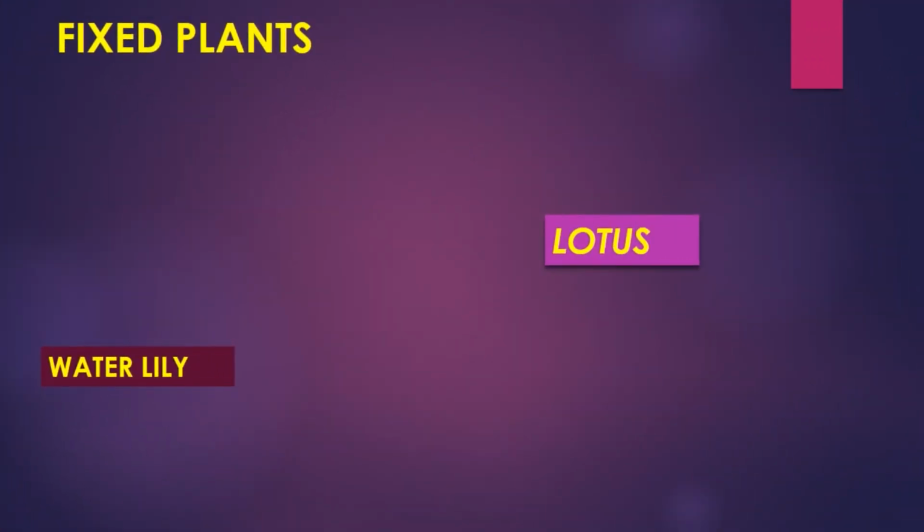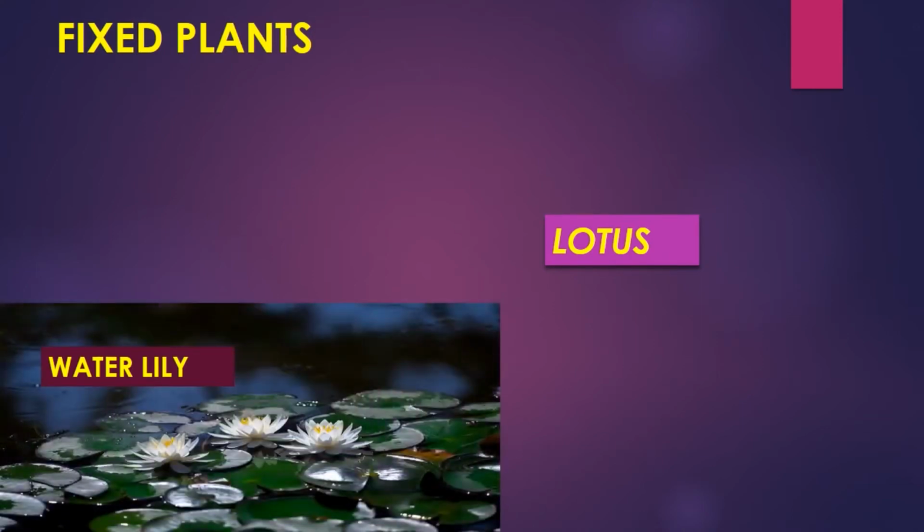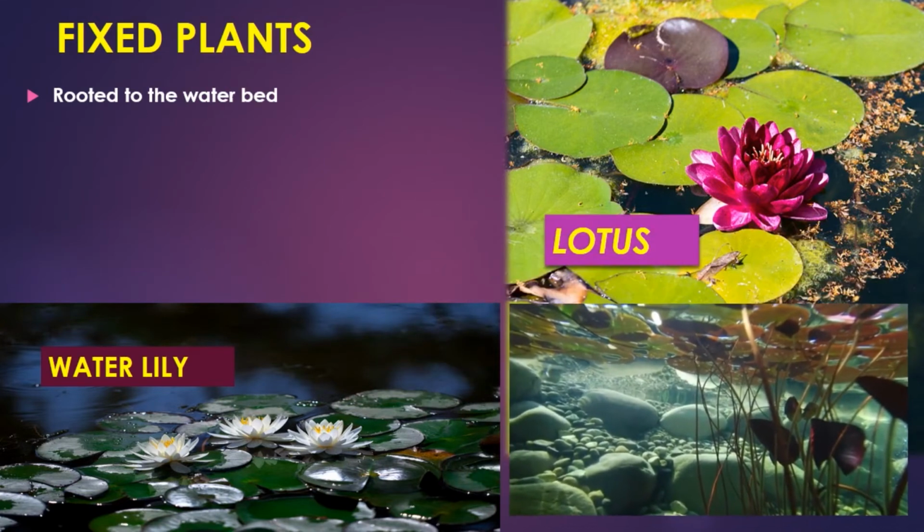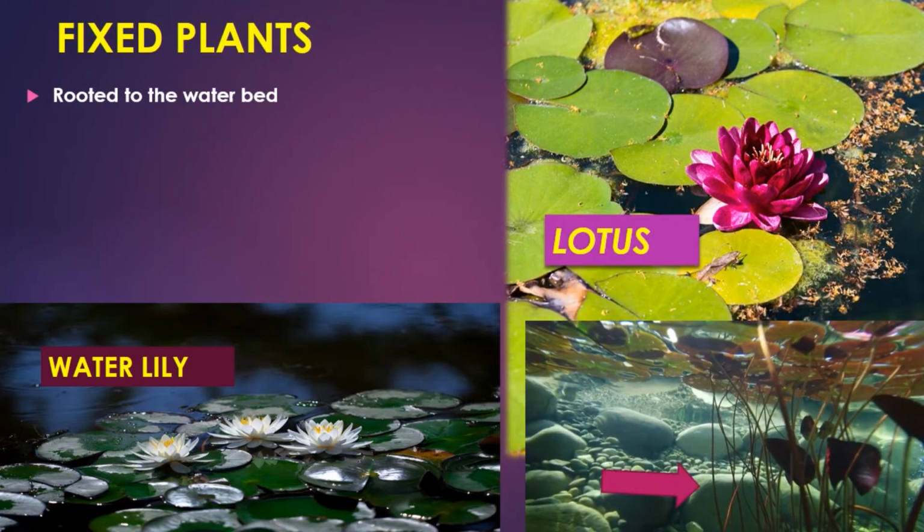Now let's move on to the fixed plants. Examples are water lily and lotus. These plants are rooted to the waterbed of the pond. As you can see in this picture, they have their roots in the muddy soil of the pond. When you observe the leaves, they are broad and plate-like, which helps them to float on the water.